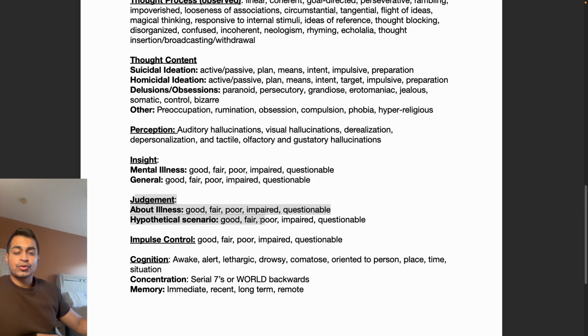Judgment about the illness. So they might know that they have the illness, they might understand the severity, but they might not want to do anything about it. For example, I've had patients who are walking on the street naked and they're like, well, that's fine. I know that I have this condition. I know it's probably causing this, but that's not good judgment, right? It's threatening their safety. So that's why judgment is super important too. Do they understand and can they make sound decisions with their mental illness?